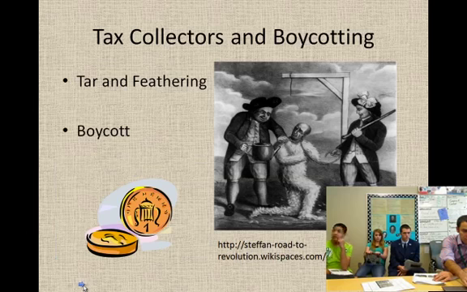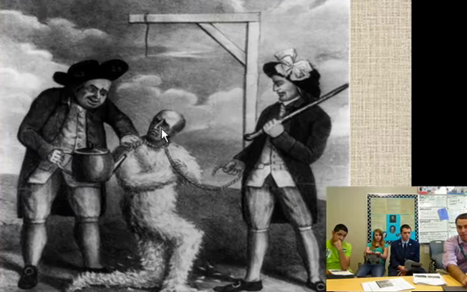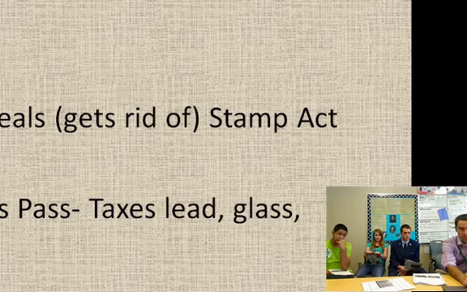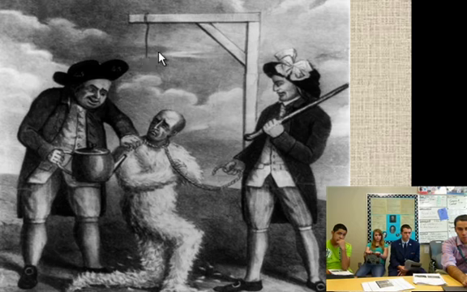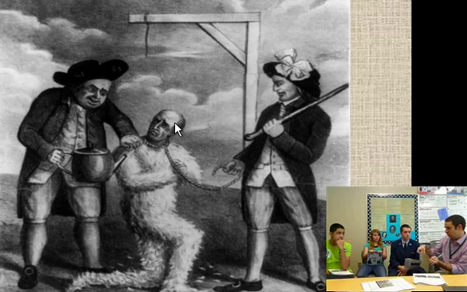Let's go to the next slide. What tar and feathering is, basically, if this guy was a tax collector, you would have a group of guys that would grab the tax collector and rip off his clothes, completely naked. I'd compare it to if you're in high school and somebody stripped your clothes off and shoved you in the cafeteria. You'd be pretty embarrassed. Not just that, they took burning tar. Like tar on the streets on a hot day, how it gets all bubbly and mushy. They would heat tar up even hotter to where it's almost like a liquid, and then they would pour it on you.